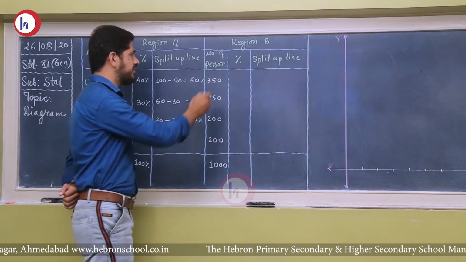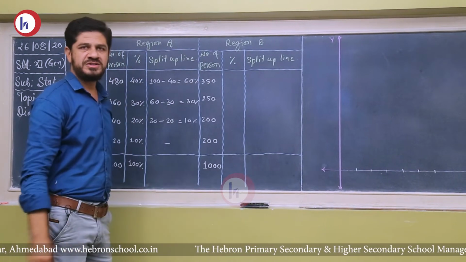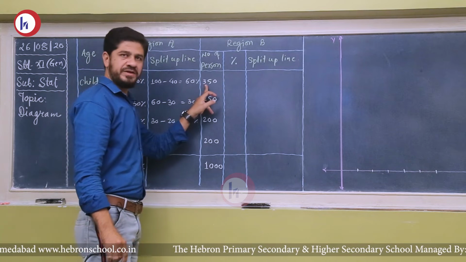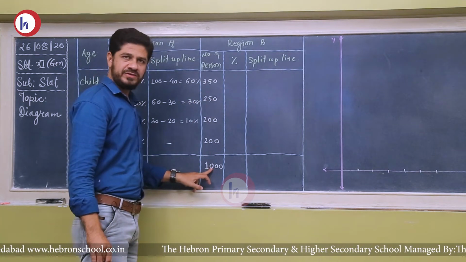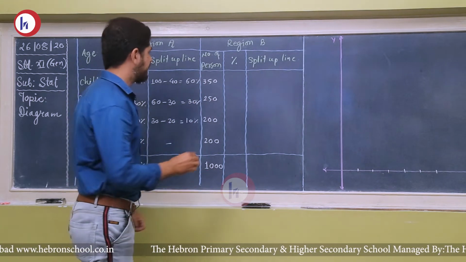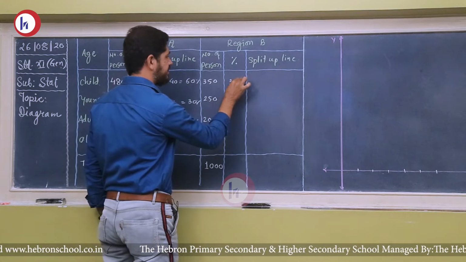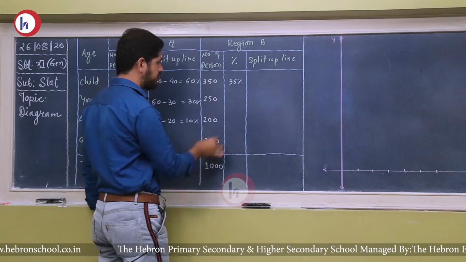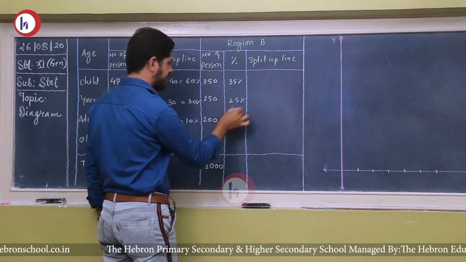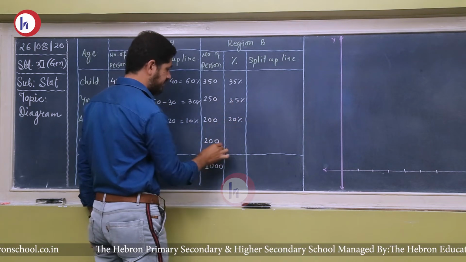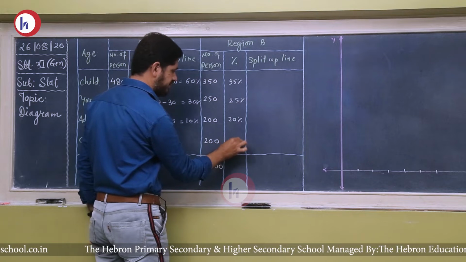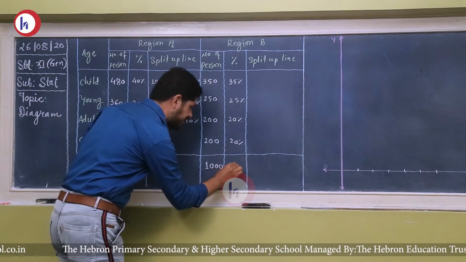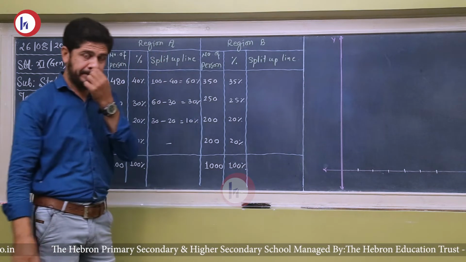In the same way we will convert the number of persons for region B into percentage. So, 350 divided by 1000 multiplied by 100 will get 35%. Again, 250 divided by 1000 into 100 will get 25%, and the same way 20%, and finally 20%. Again, the sum of all the percentages is 100.